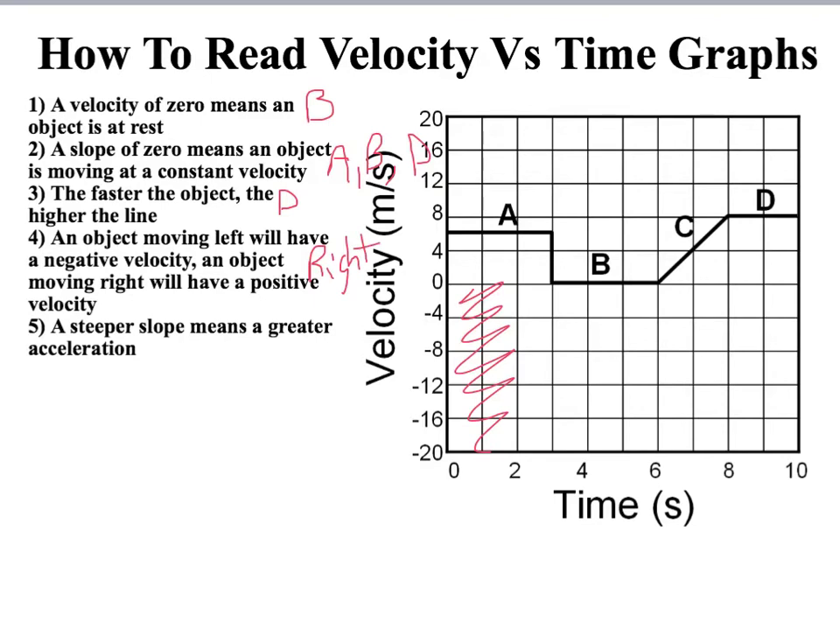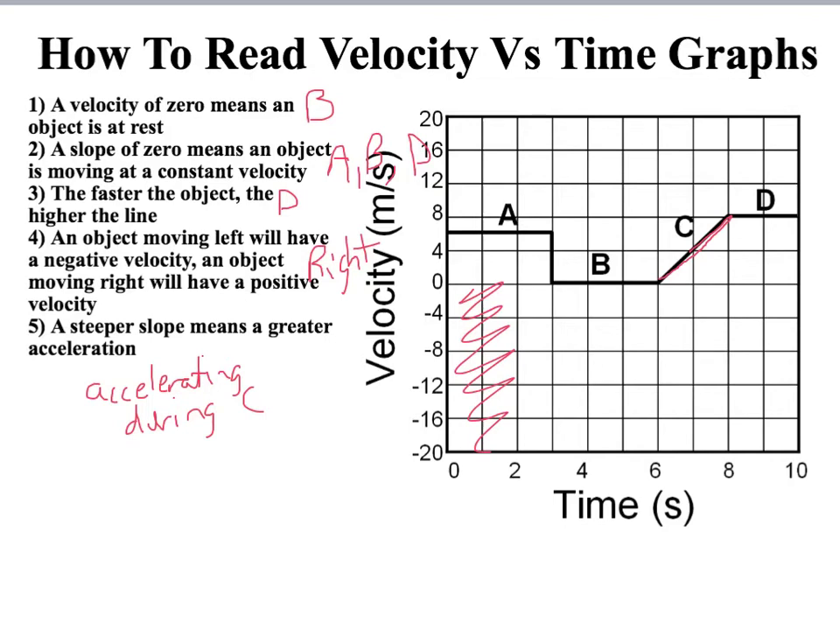And here it says a steeper slope means a greater acceleration. And if we look at this graph, the only place where there's a slope that's not equal to 0 is during C. So this object is only accelerating during C.